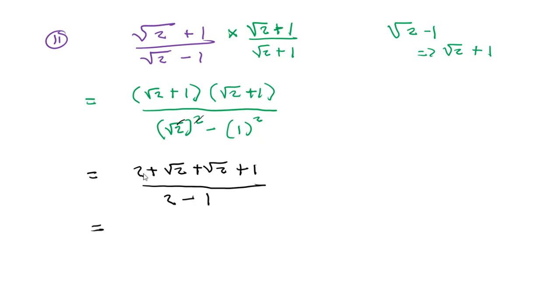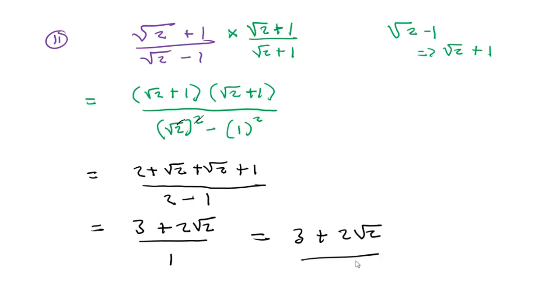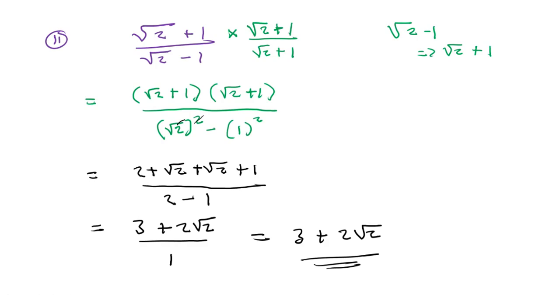So with this in mind, like terms, 2 plus 1 is 3. Then plus square root 2 plus square root 2 is just 2 square root 2. And this is simply over 1, because 2 minus 1 is 1. So after you do that, it's just 3 plus 2 square root 2. So this is the final answer for this particular question.